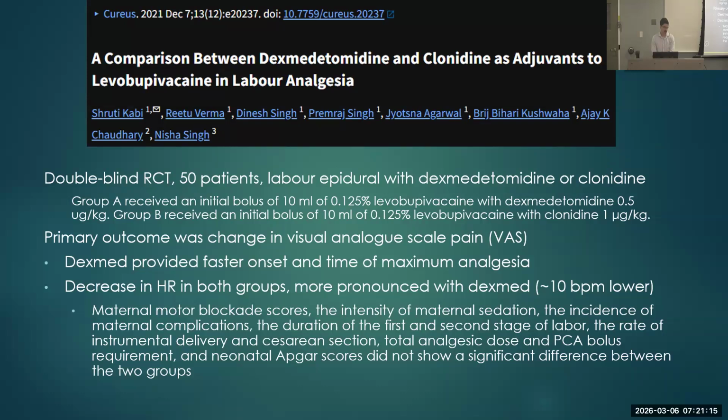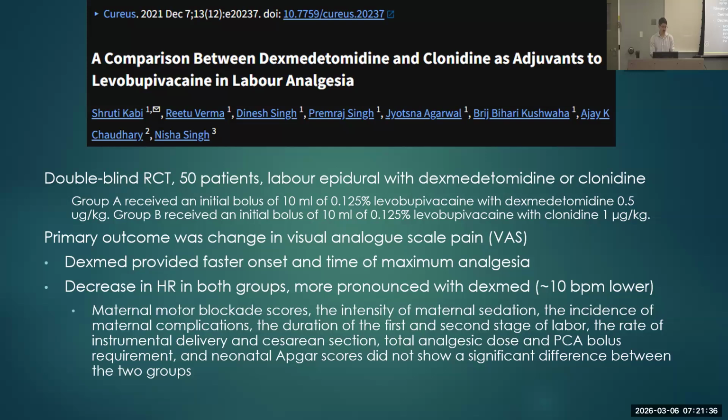Again, double-blind RCT, 50 patients. I could record myself and hit play for every one of these. And they were giving labor epidurals very similar to the practice found in Edmonton, 10 mils of 0.125% bupivacaine with dexmedetomidine or with clonidine. Their primary outcome was change in visual analog scale pain.